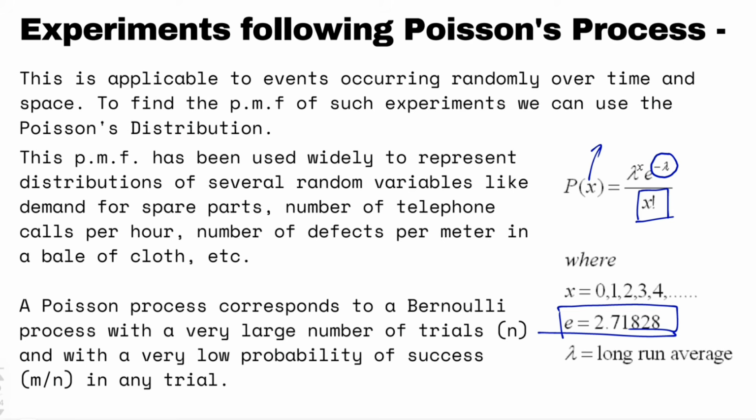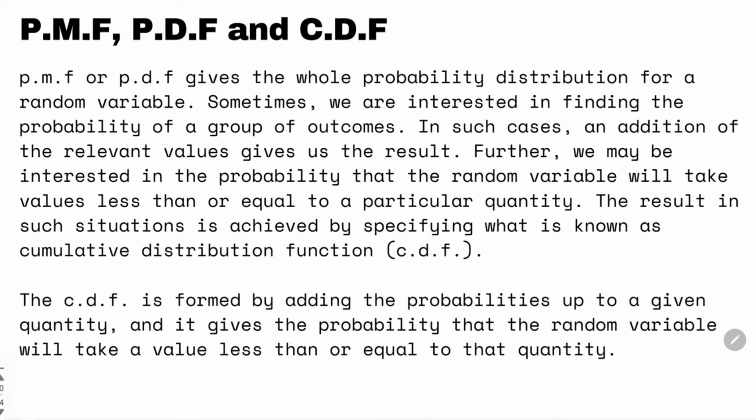A Poisson process corresponds to a Bernoulli's process, but with a very large number of trials and a very low probability of success in any trial. When we talk about success, what we mean is, say, a demand for a spare part, or a heating issue. So it is usually in the mass production sector that we apply the Poisson process.